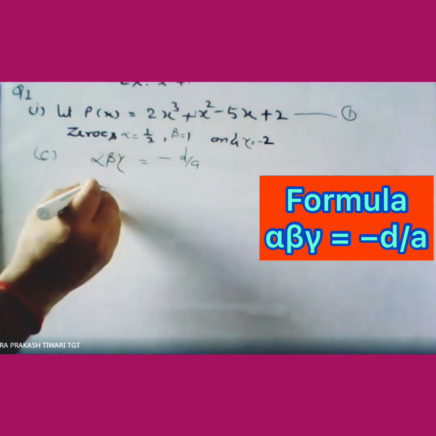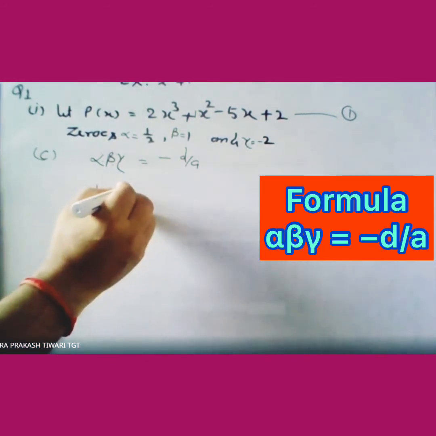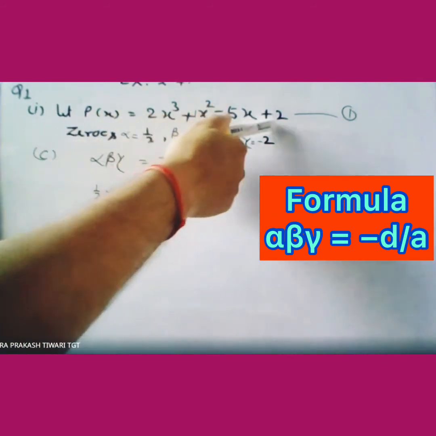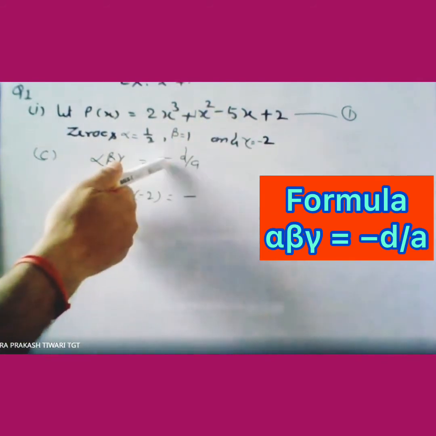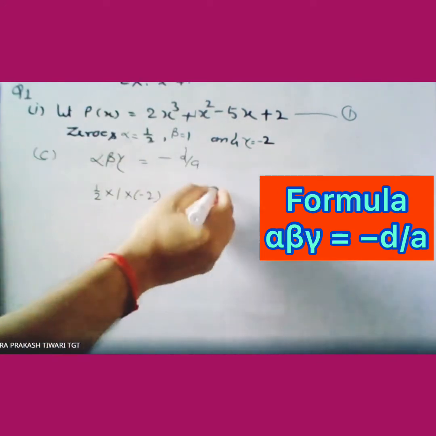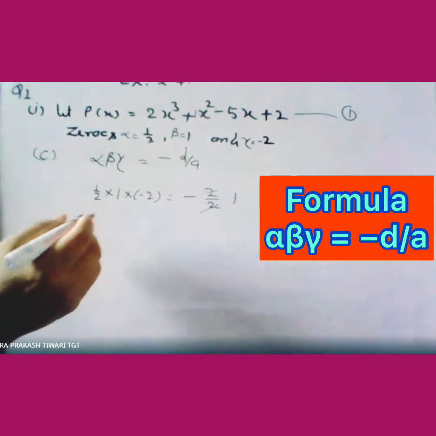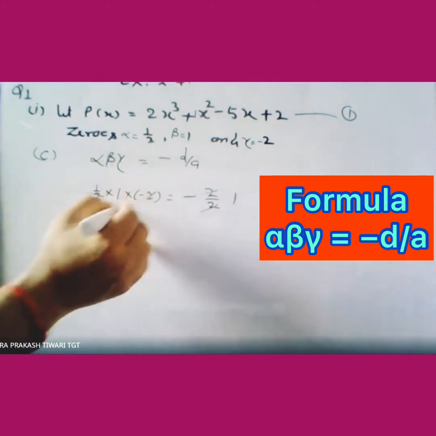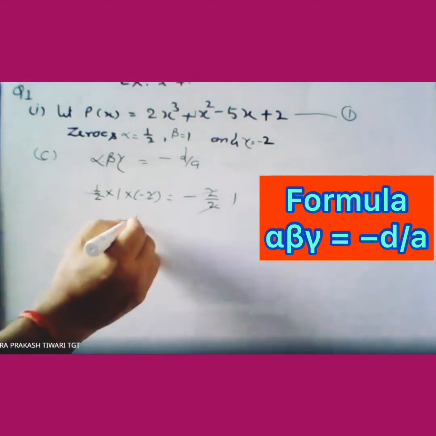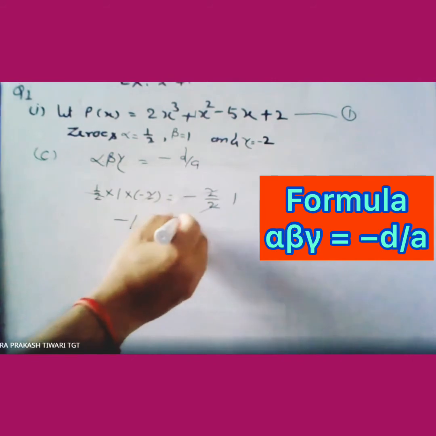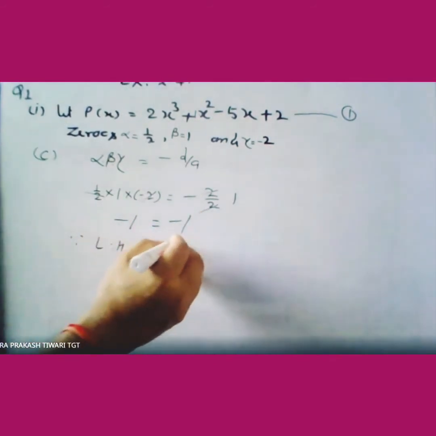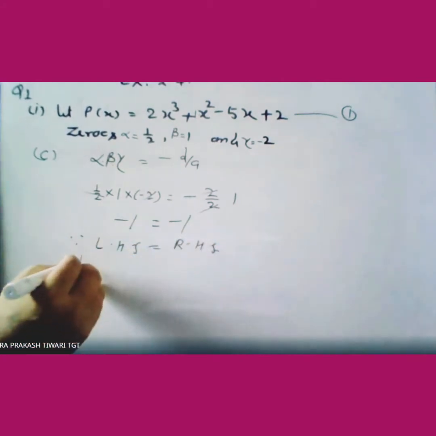So alpha is dear 1 by 2, beta is 1, and gamma is minus 2, equal to minus d upon a, from a, b, c, d. D is 2. And minus here is already there, so minus 2 by 2, because a is 2 and 2 cancelled out. So dear, and here is also 2 and 2 cancelled out. Now 1 times 1, and you will get the result minus 1, and here also you will get the result minus 1. So dear, since left hand side equal to right hand side, hence verified.